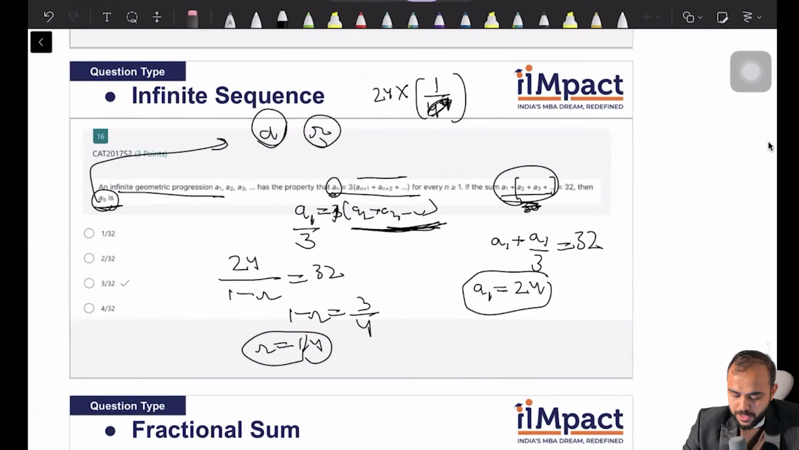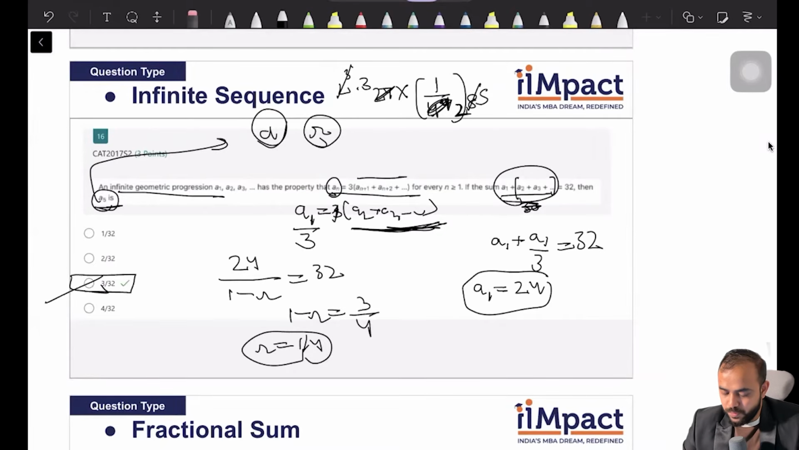That is going to be 1 by 4 to the power 4. So this is going to be actually 2 to the power 8, and this is 2 cube into 3. Yes, so this will cancel out. This will become 3 by 2 to the power 5. That is 3 by 32. Option C.